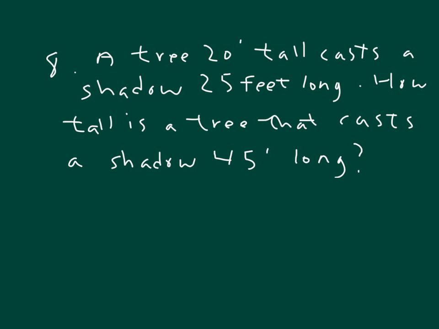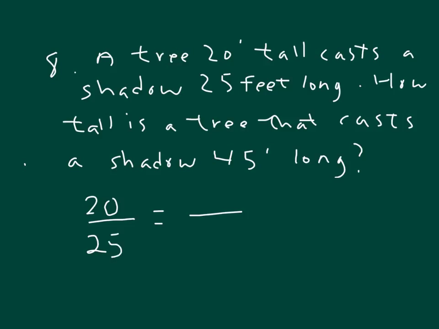A tree 20 feet tall casts a shadow 25 feet long. How tall is a tree that casts a shadow 45 feet long? We have to make sure that how we form a proportion here, that we match shadow length to shadow length and tree height to tree height. So we can make the framework, and we could start by saying the actual height of the tree that we know and its shadow length is 20 to 25.